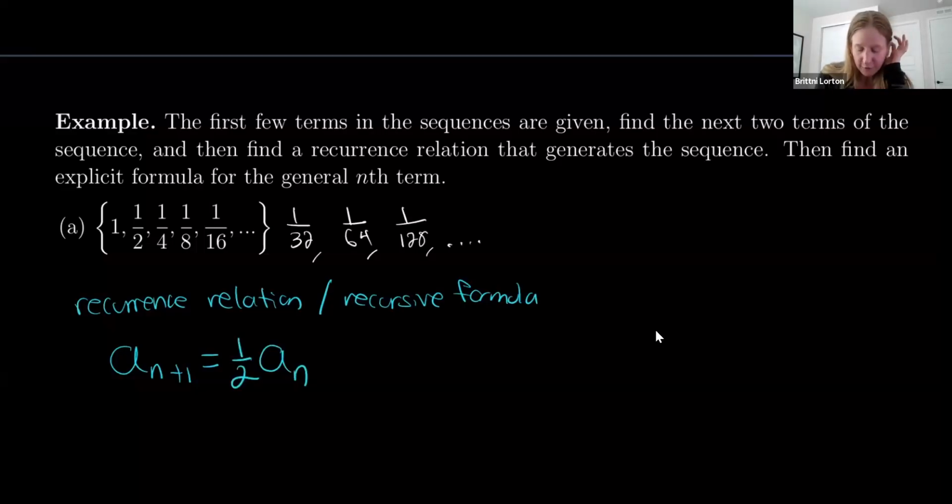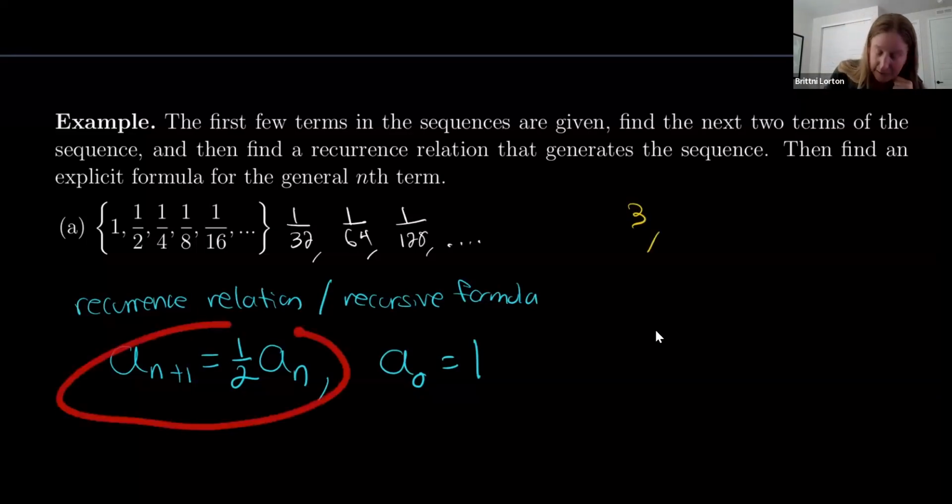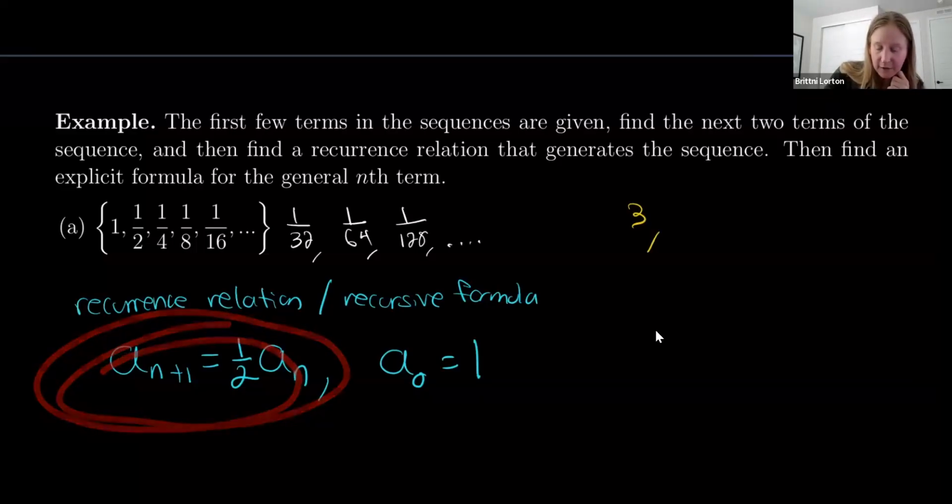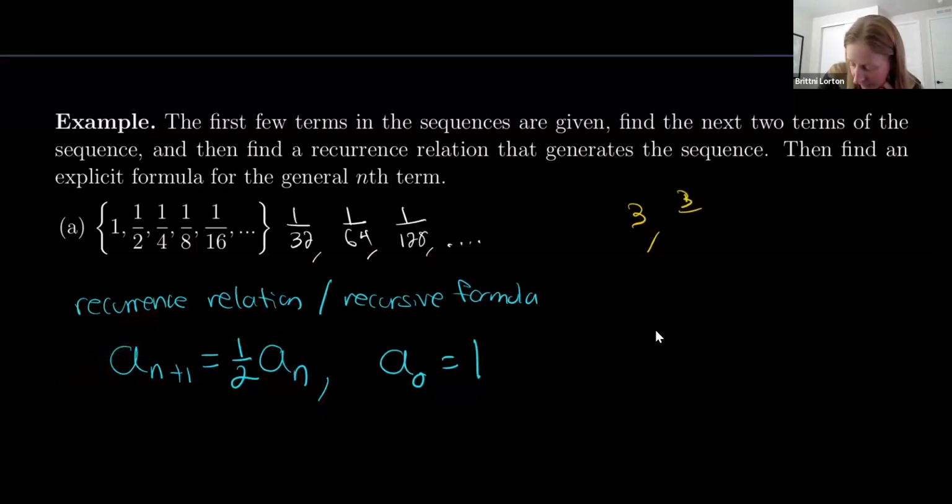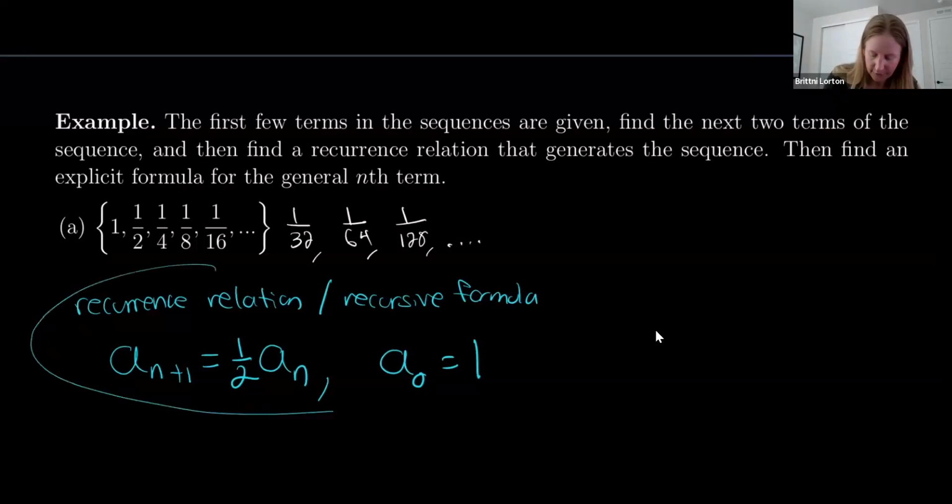Now, for a recursive formula or a recurrence relation, you need to identify the first one. Because I started at 1, I didn't start at 3. If I started at 3, let me write this down just so you can see. If I did start at 3 and I had this same recurrence relation, then it would be cut in half, and then cut in half, and then cut in half. Those are completely different terms. So you have to define the first term of the sequence when you have a recurrence relation. Cool. All right, there's my recurrence relation.